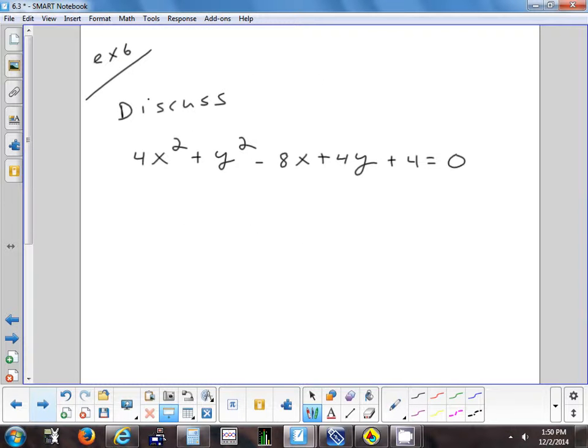Okay. What I'd like to do, though, is group the x's together and put the y's together. So let's do that. Just going to move the 8x over. So we got x's together, we got y's together. What we will do is move the constant to the other side. When you're going to complete the square for an ellipse, keep your x's and y's on one side, and put everything else that's not an x or a y on the other side.